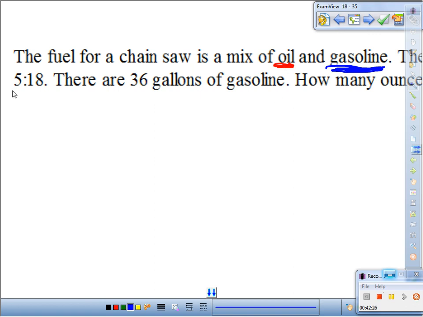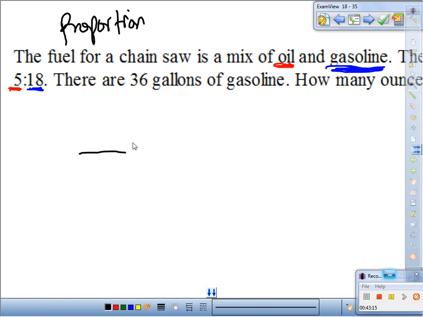So what does the 5 correspond to, everyone? Oil. That is correct. So I'm going to label that in red, which means the 18 corresponds to what, everyone? Gasoline. That is correct. So why do I need that? Because now I need to set up a proportion. Make sure you make a note for that on your paper. Proportion for number 18.